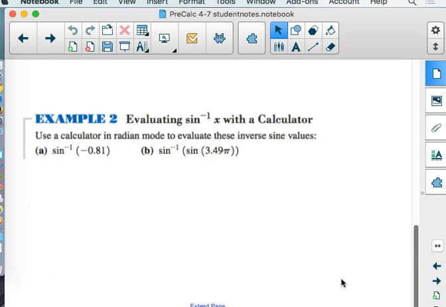Radians is already darkened on mine. And then I need inverse sine. So second function sine, negative 0.81. And there it is. And we round to 2 decimal places. So negative 0.944. Second one is a little more challenging. So let's see. Second inverse sine of 3.49 second pi, parentheses, enter. Negative 1.539.